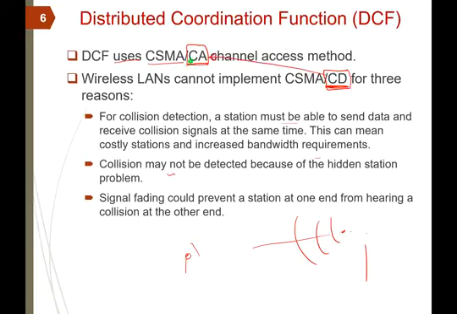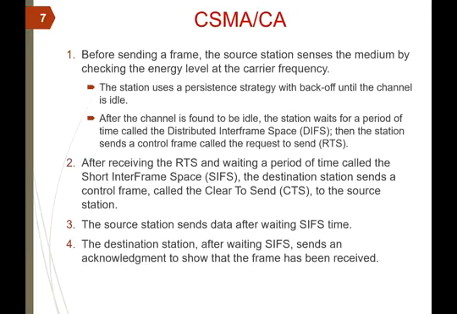Therefore, we will opt to use a collision avoidance protocol. Collision avoidance will try to prevent collisions. This is a description of the protocol. Before sending a frame, the source station senses the medium by checking the energy level at the carrier frequency. The station uses a persistence strategy with backoff until the channel is idle. We studied these persistence strategies: one-persistence, non-persistence, and p-persistence. The station will sense the channel and use one of these three strategies.